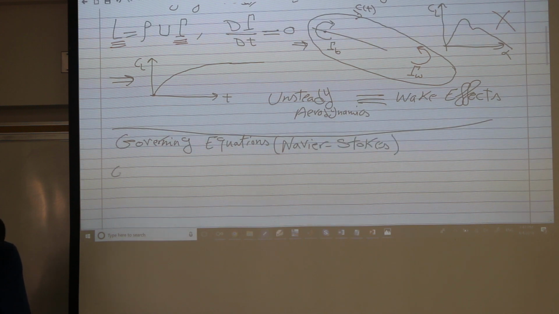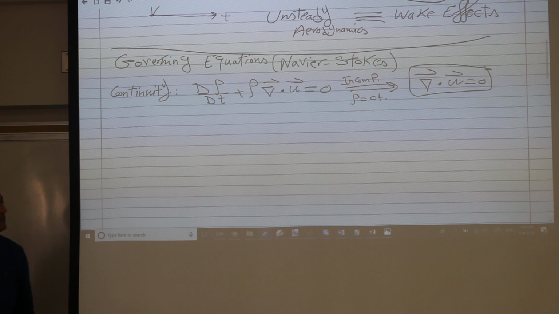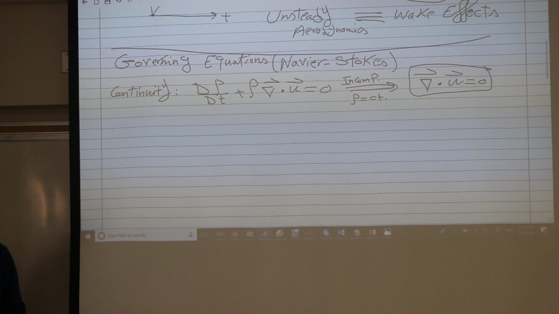So we have continuity: d rho by dt plus rho nabla dot u equals 0, which for incompressible fluid means rho is constant. So you get the second term, nabla dot u, equals 0. So this is continuity for incompressible fluid. Just a divergence-free velocity field.